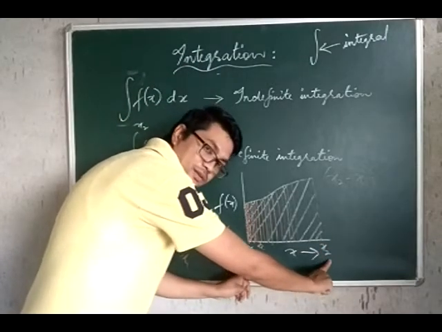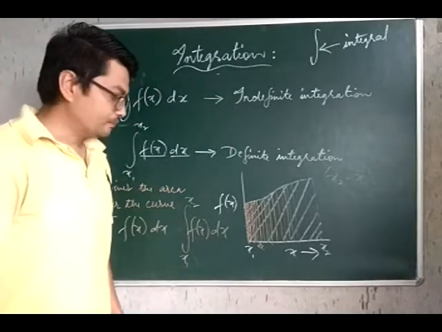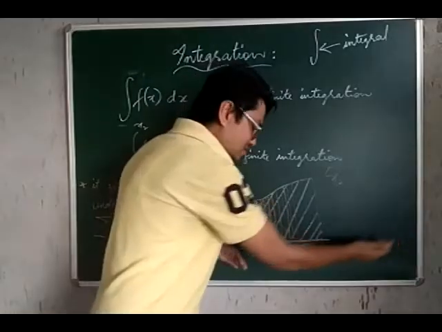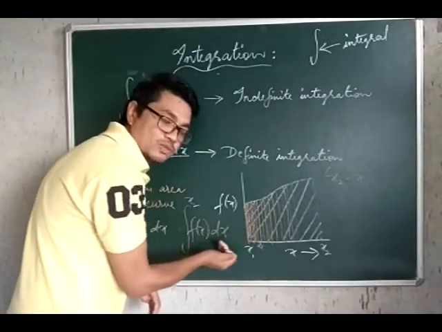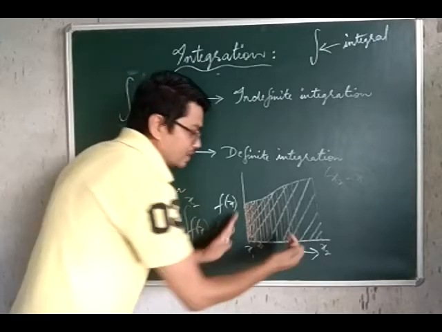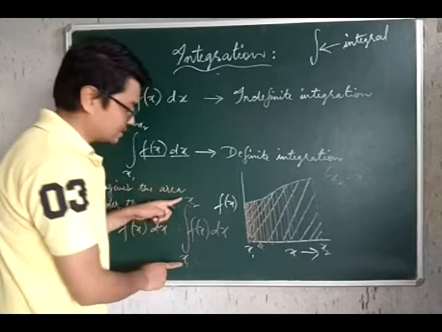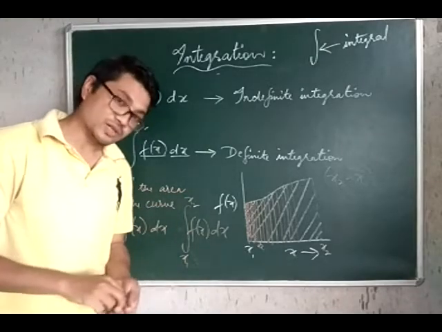Of course, the boundary from x1 to x2 is the limiting condition, and therefore these are also called the limits of integration. We are not going beyond x2 and we are not coming below x1. We are not interested in whatever is happening beyond x1 and x2. We are only interested in between x1 and x2. Therefore x1, x2 is called the limits of integration.